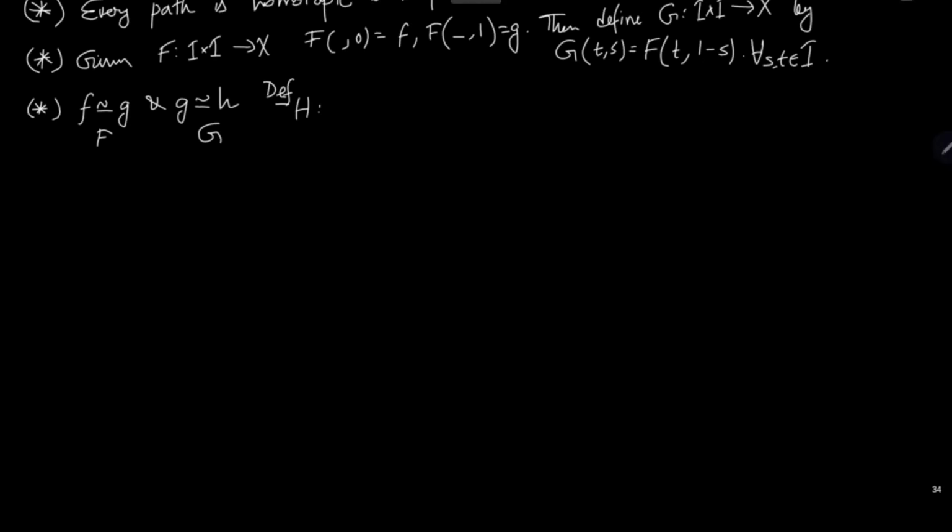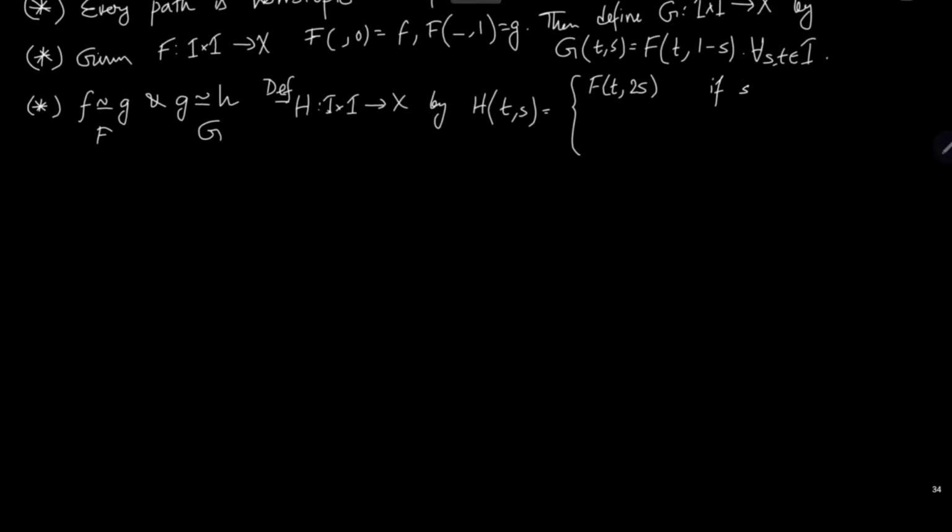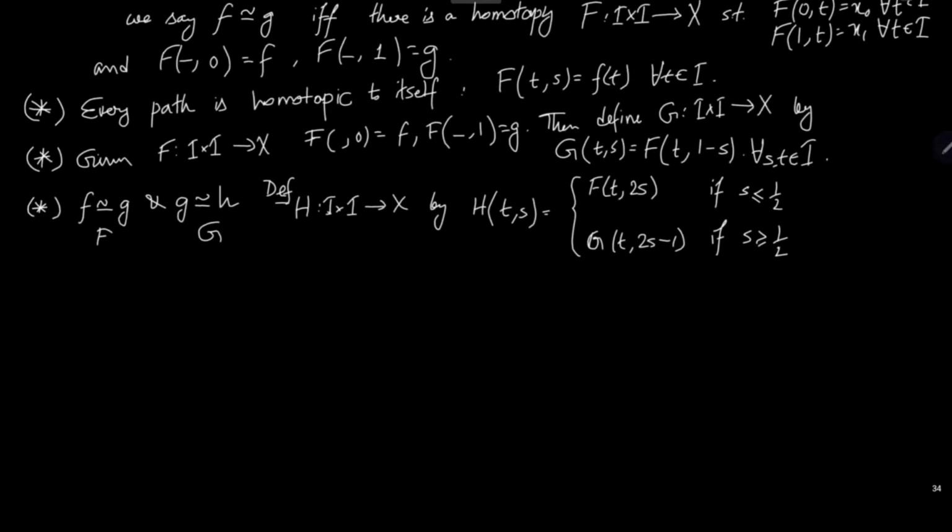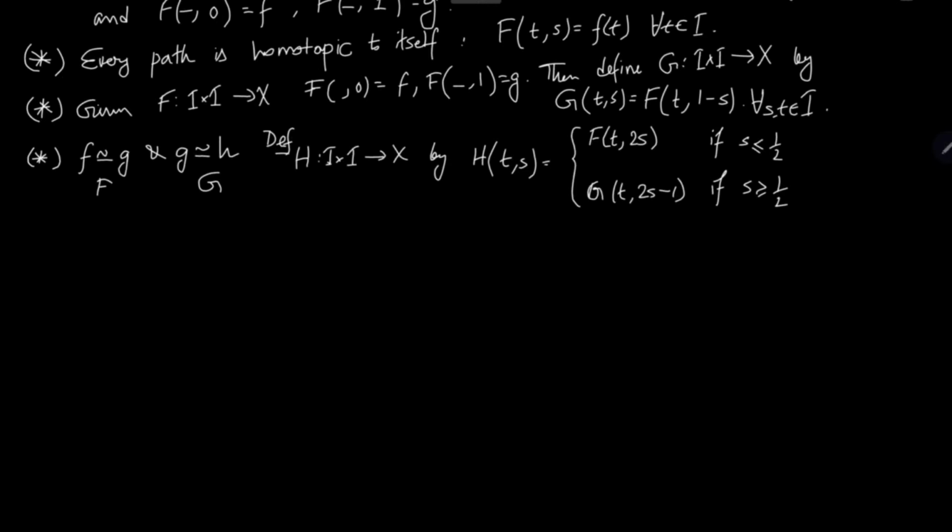We can define this new homotopy H from I cross I to X by H of (s, t) being equal to F of (t, 2s) if s is less than or equal to half, and G of (t, 2s minus 1) if s is greater than or equal to half. So this probably requires some explanation.